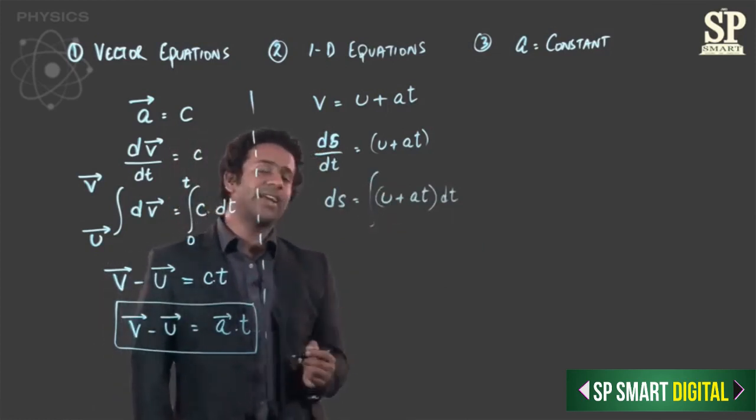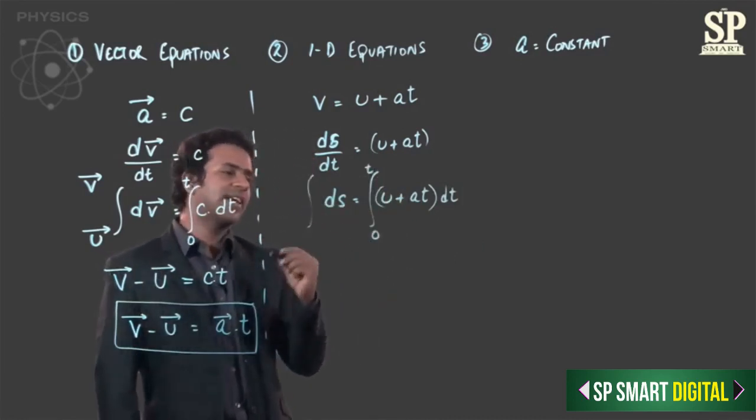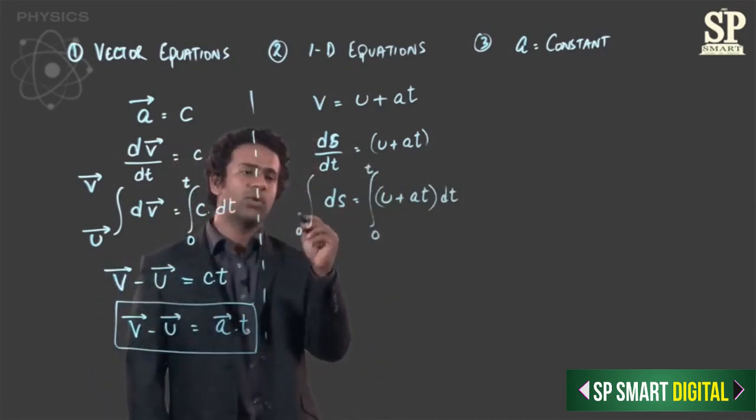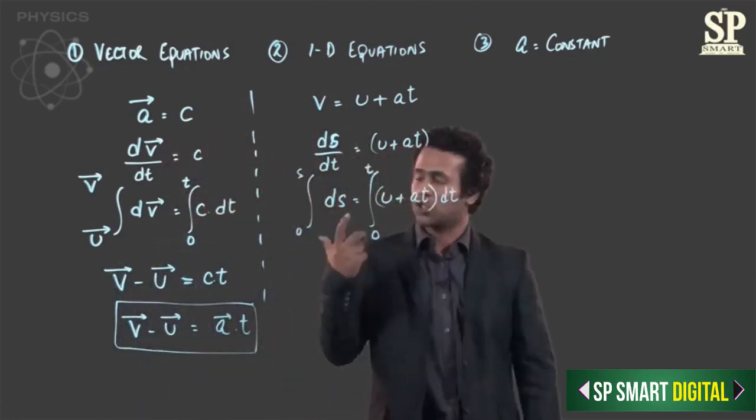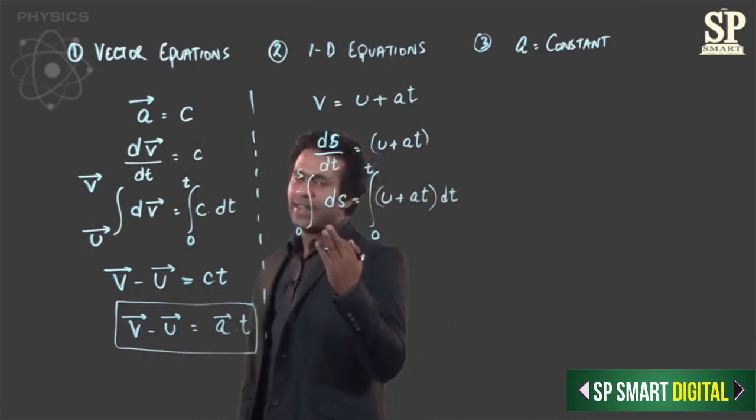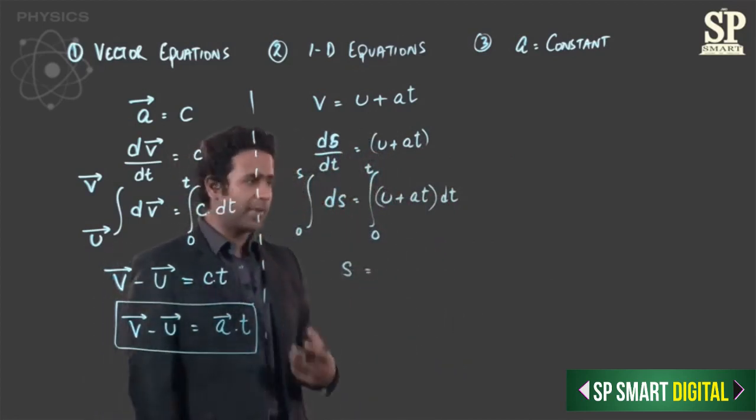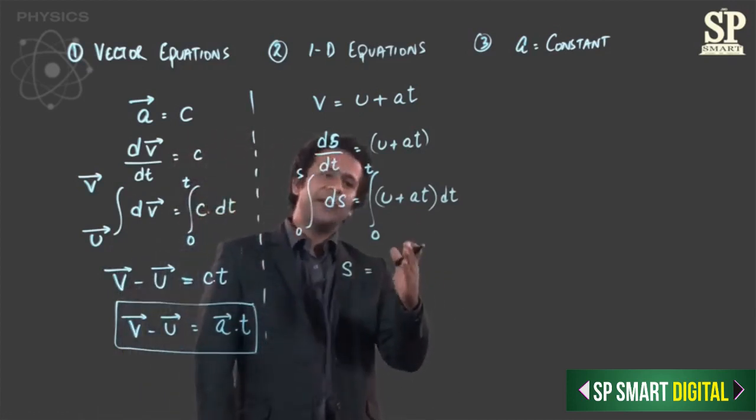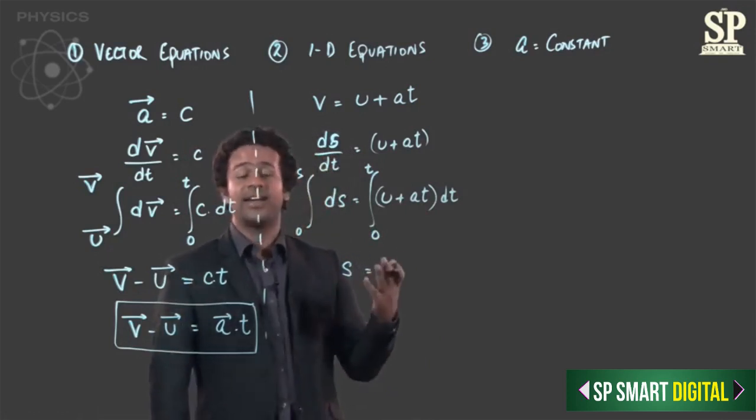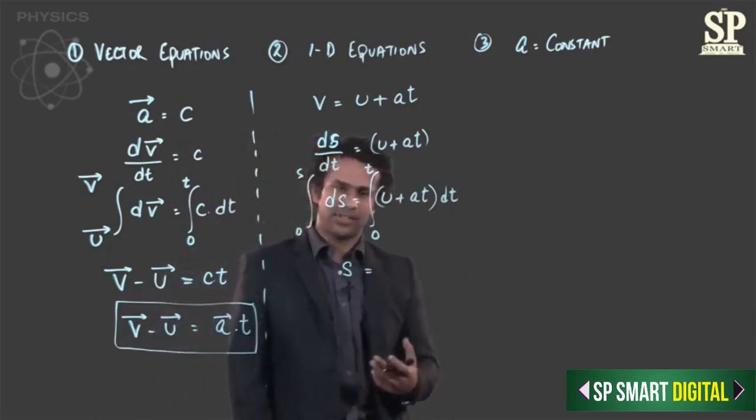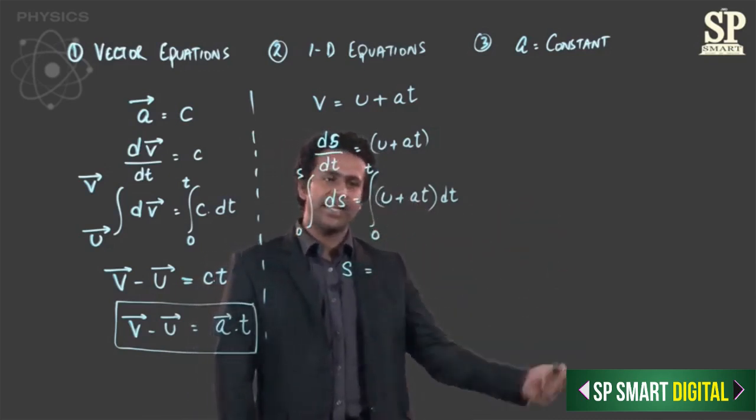On the right hand side, we'll let the limits go from 0 to t, and on the left hand side, the limits would be 0 to the final displacement s. So on the left hand side, it is fairly easy. The integral simply leaves you with an s, which is the displacement. On the right hand side, whenever you have a sum inside an integral, you can write it as the sum of integrals. That is, you can write this as u dt plus at dt.